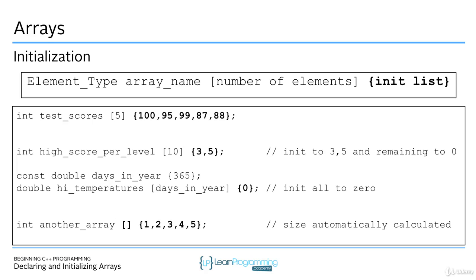The final example is a little bit different. In this case, I didn't provide any number for the size of the array inside the square brackets. Instead, I'm letting the compiler determine the size of the array based on the number of elements in the initializer list. This form is also often seen. In this case, another array will be of size 5 integers, and they'll each be initialized from 1 to 5.